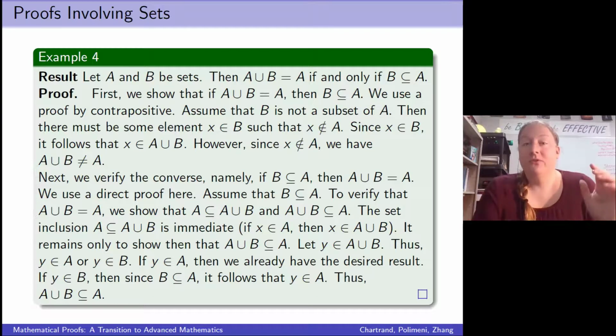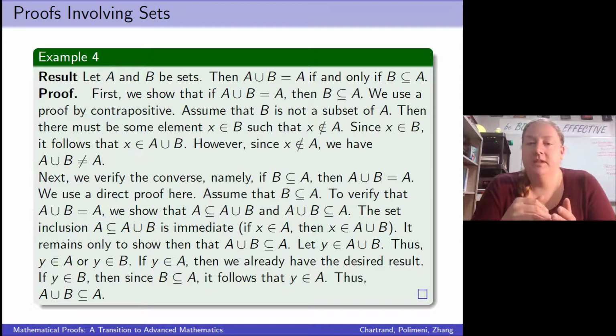So here's a set proof paired with a biconditional. Let's take a look at the idea that with A and B being sets, then A union B equals A if and only if B is a subset of A. With a biconditional, we need to show the two directions. So first we're going to show if A union B equals A, then B is a subset of A.